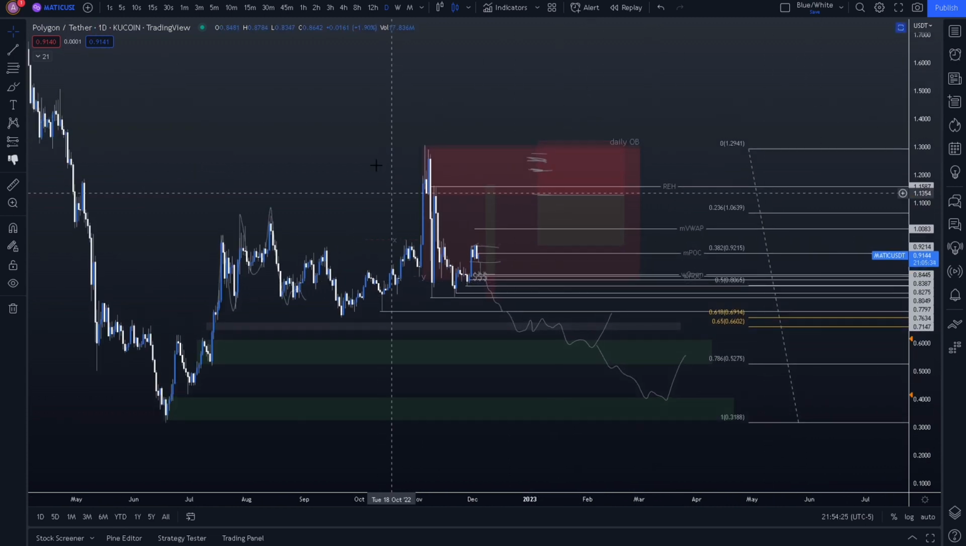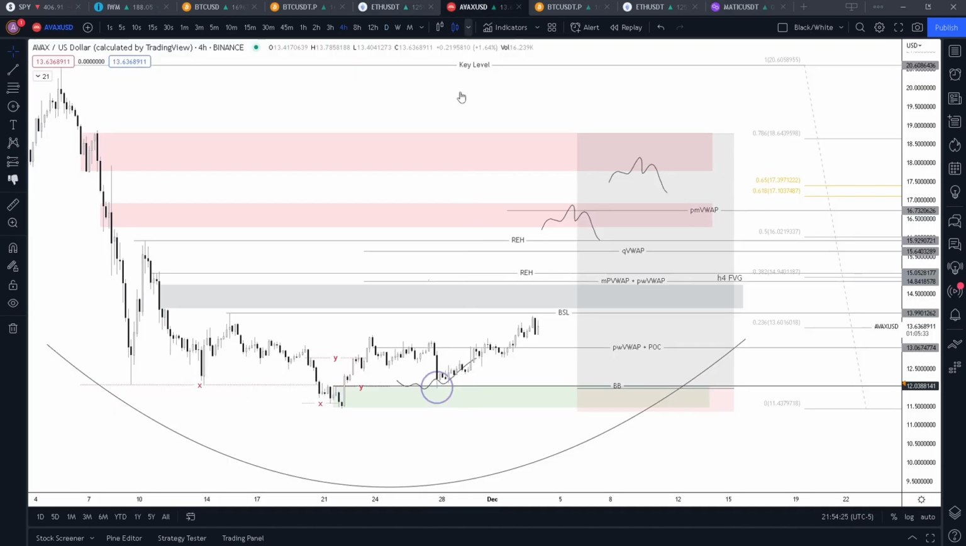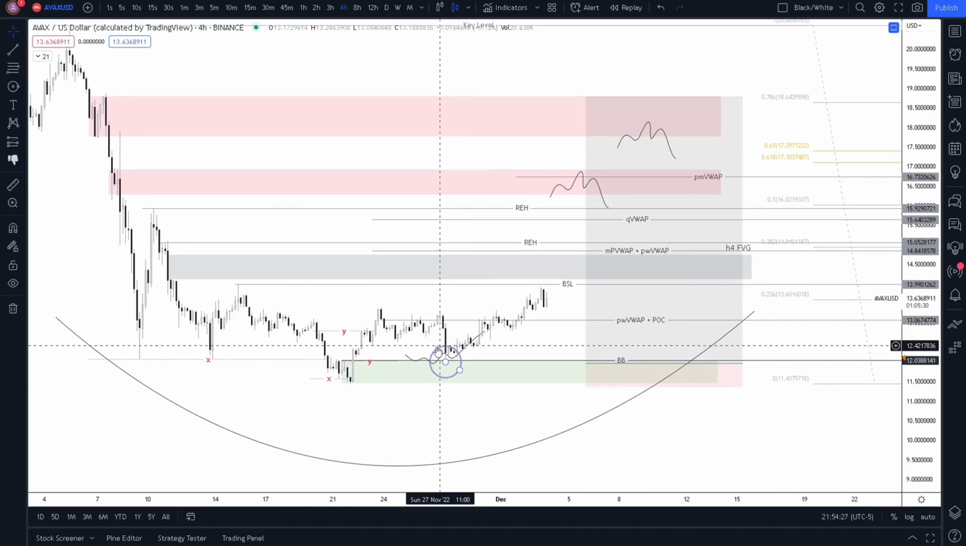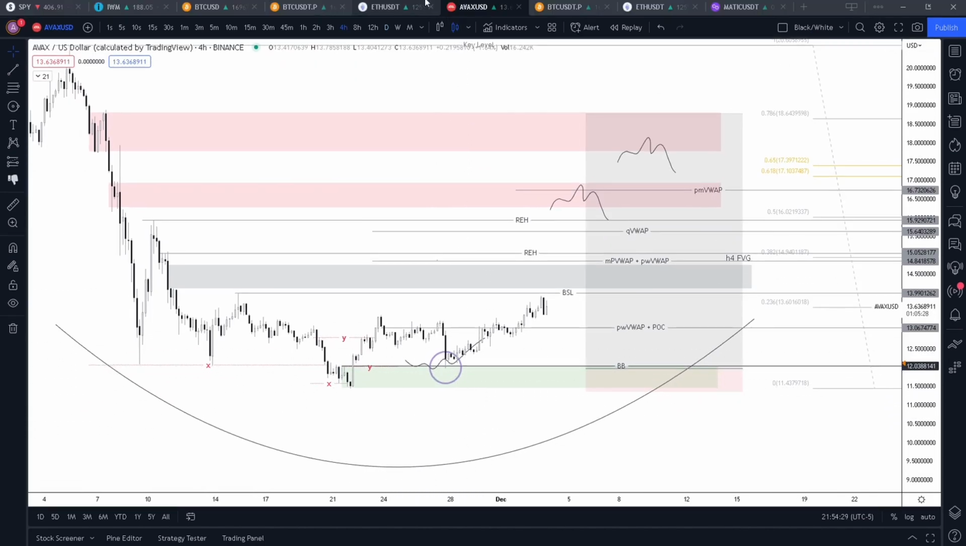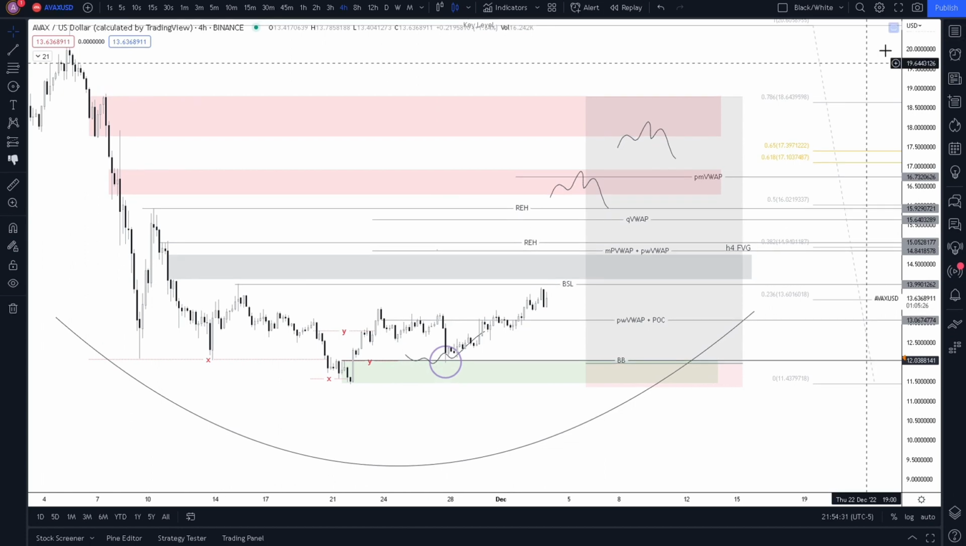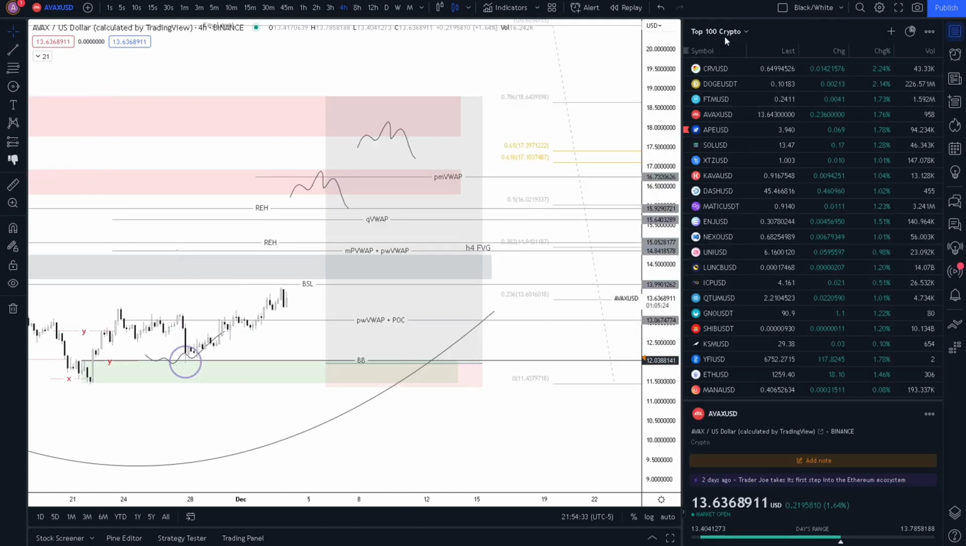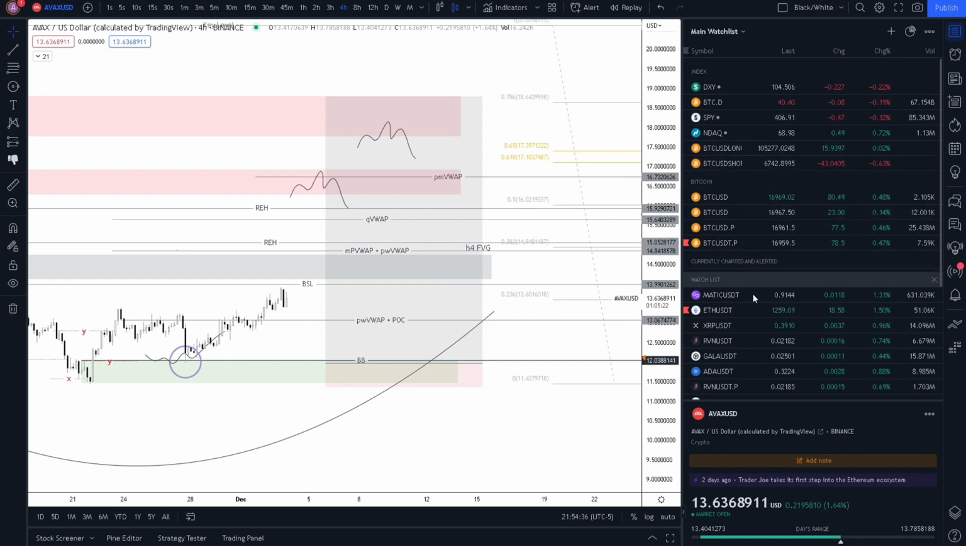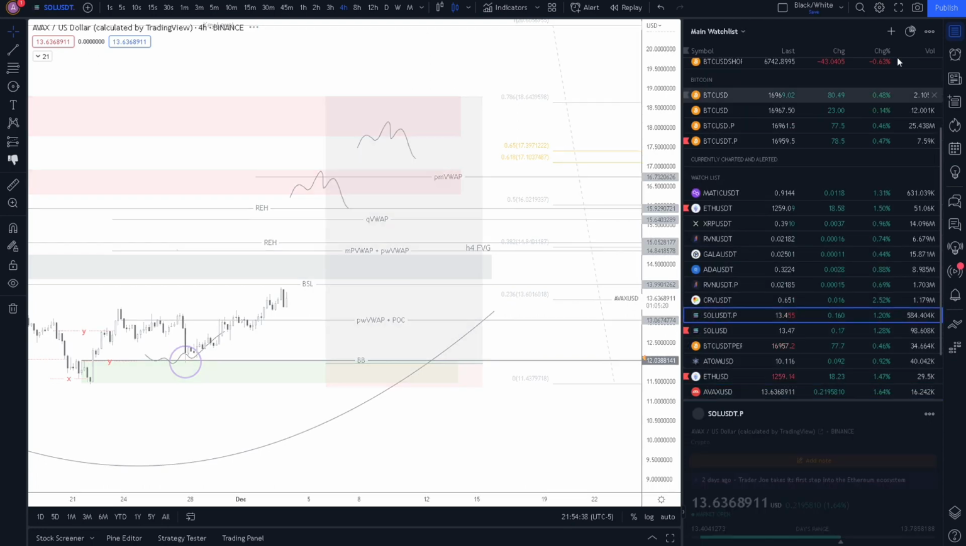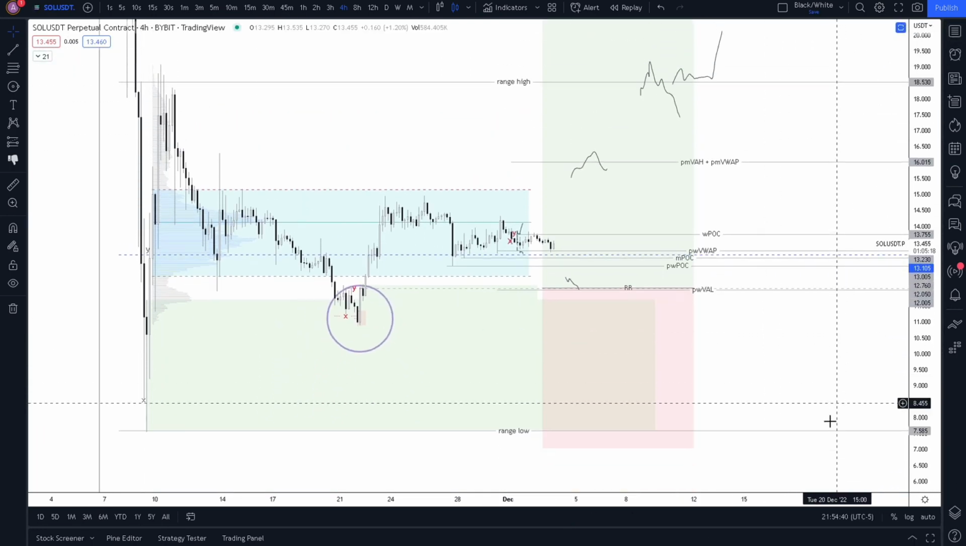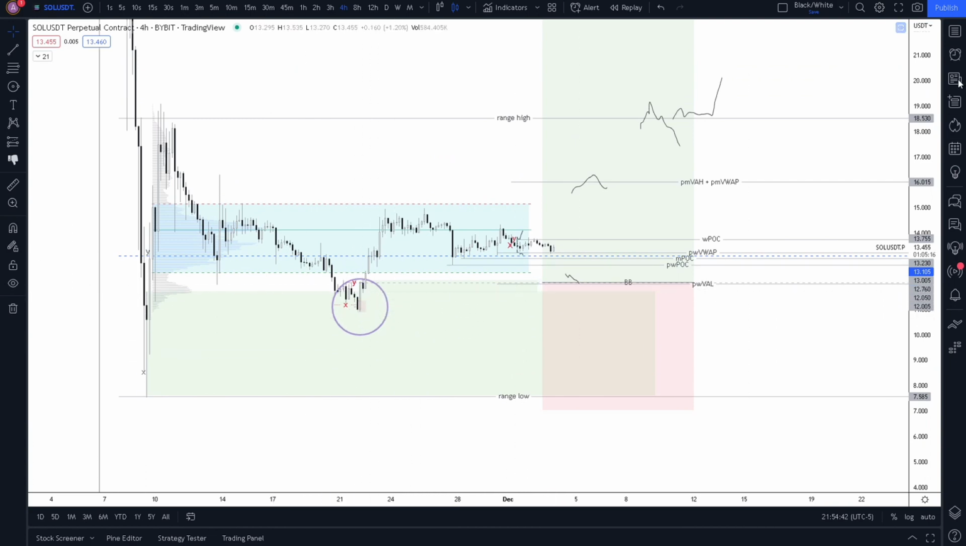If you guys want more of these sniper entries, for example, this AVAX trade we took, we got an absolute sniper entry here. Our Solana trade that we took in our Discord as well. Let me show you guys that one. We also got a sniper entry onto Solana here as well.